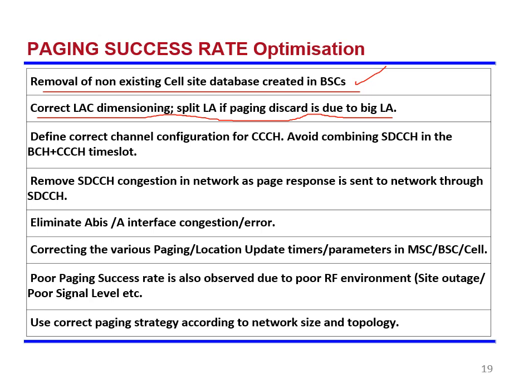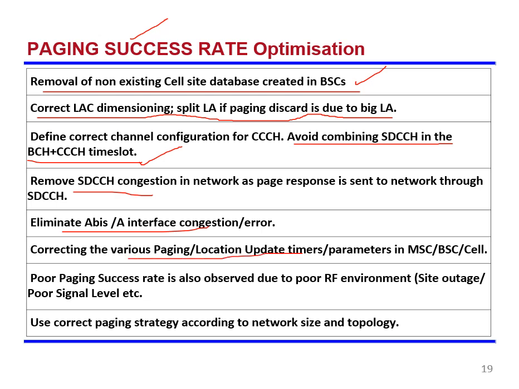As we discussed, you should avoid SDCCH in the BCH and CCCH time slot. Because as I said, out of 8 time slots in an RF carrier, 1 time slot will be dedicated for the control channel. If this issue is there, we can assign SDCCH in a dedicated time slot. So remove the SDCCH congestion, eliminate the ABS errors, update the location update timers.